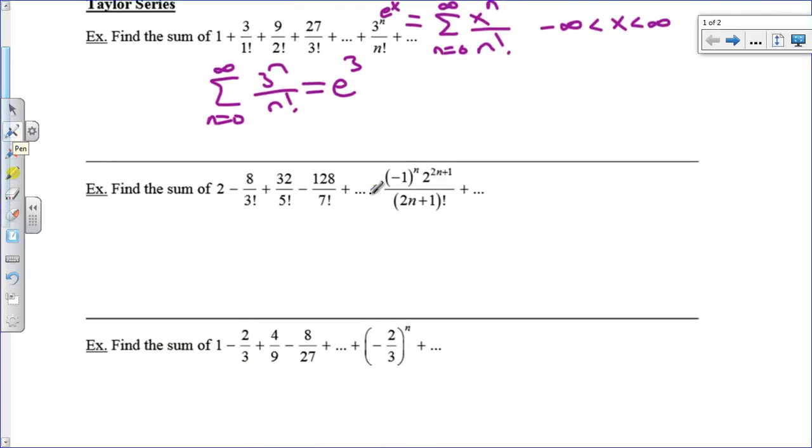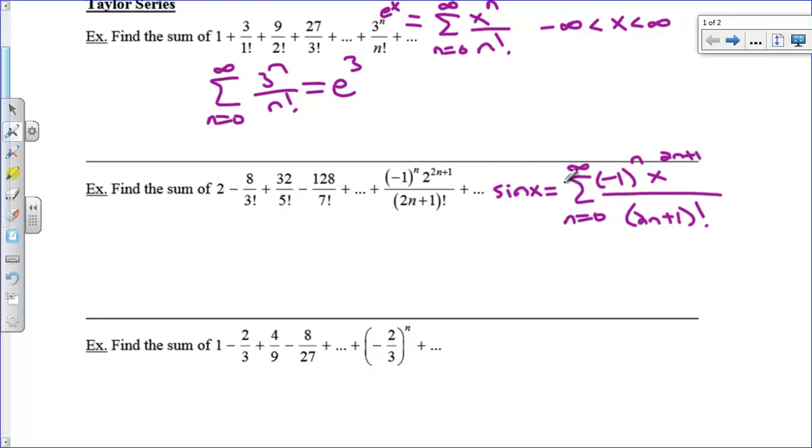Here is an alternating series, and I've got factorials, and I have 2 to the 2n plus 1 as my general term. Now, if it's alternating with the 2n plus 1 factorial, there's another one you're supposed to know, and that one is the series for sine of x, which is starting from 0, going to infinity, alternating, and we have odd powers of x. X to the 2n plus 1 over 2n plus 1 factorial. This is going to equal sine of x, and you need to know this.